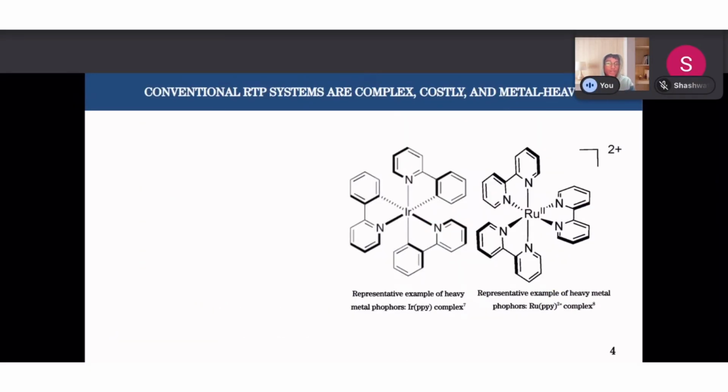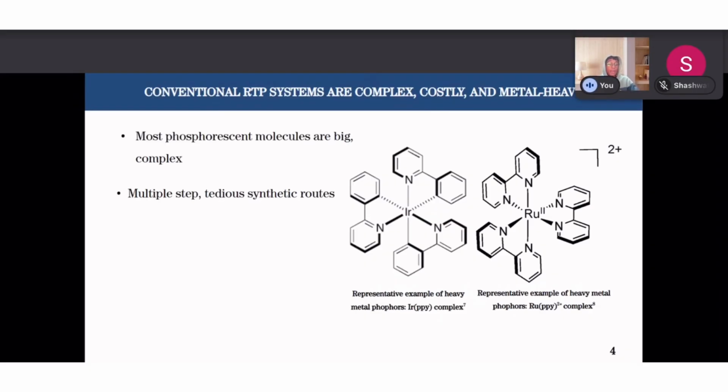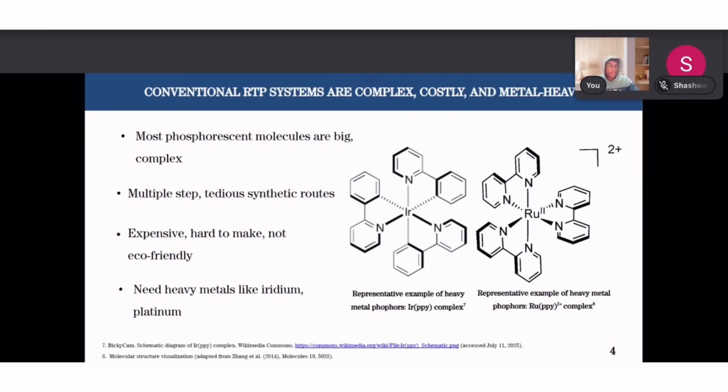Pertaining to this widespread use case of phosphorescent compounds, the conventional RTP systems are solving this issue, but they have certain limitations. They are very big and complex, and because of their big and complex structure, they require multi-step and tedious synthetic routes that are not at all economical and are expensive and hard to make. Also, the synthesis of these compounds is not eco-friendly because they involve the use of iridium, ruthenium, and platinum, which are all heavy metals, and they lead to heavy metal pollution.